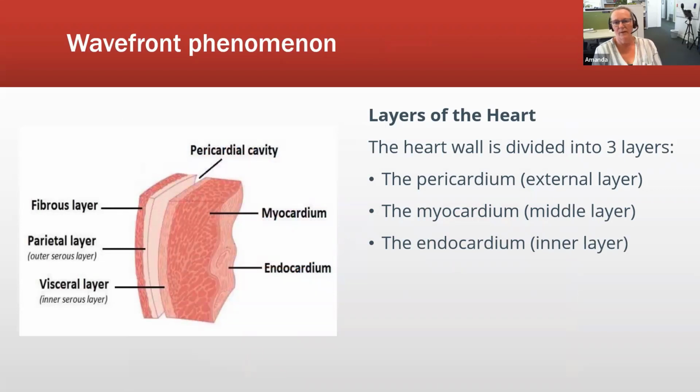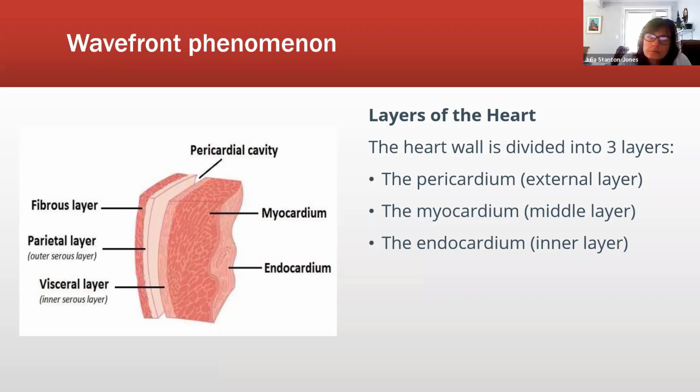So the wave front phenomenon is a good way to understand what's actually happening when somebody has myocardial ischemia. That may lead on to myocardial infarction. And so the infarction is when there is that complete blockage. So you've got the endocardium, which is what we were looking at before, and the myocardium. And so in this area here is where the foam cells and the myocytes and the monocytes start to form, and then they'll rupture through. And then you've got your pericardium on the outside here.